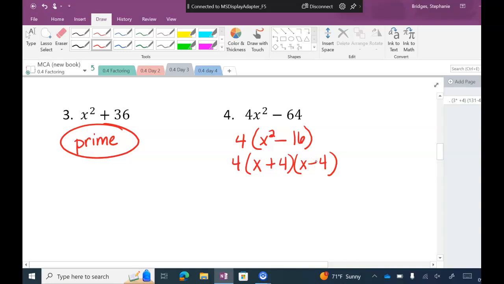Do I still have perfect squares inside my parentheses? One of them is. The 4 is. Is the x still a perfect square? No. Okay, so be very careful with that. The 4 is a perfect square, but because the variable is no longer a perfect square, I cannot continue. So we leave our answer just like that. Everybody okay there?